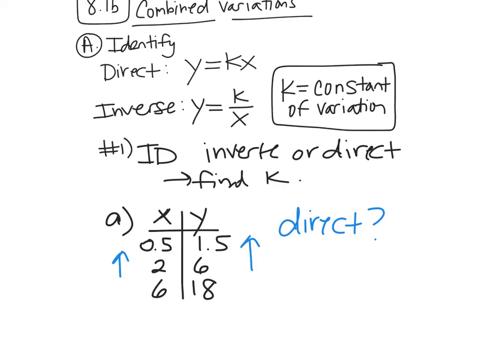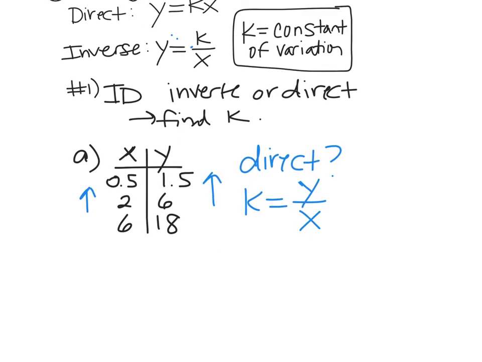Now, if it's direct, that means all of their proportions have to be the same. So k equals, if I go up here to direct, what does k equal? K is the constant of variation, yep. So if I go to the direct equation, y equals kx, and I solve for k, what does k equal? Y over x. Yeah. Okay, so let's find out what y over x is.